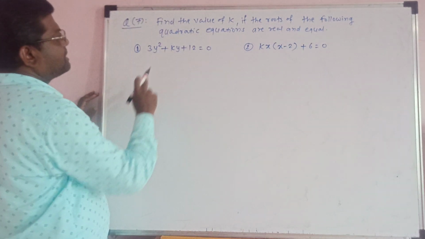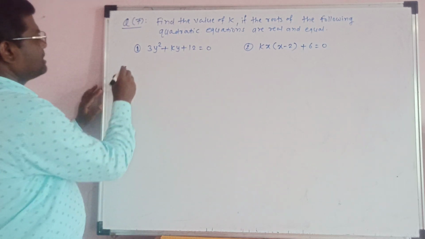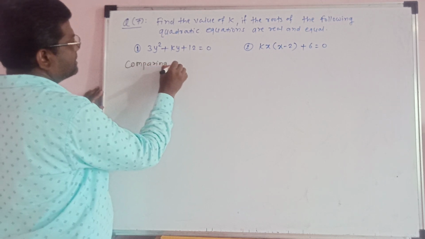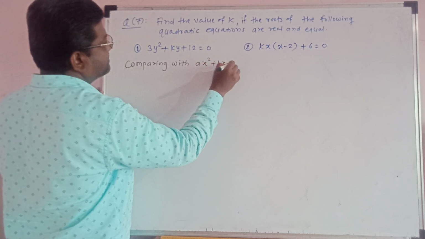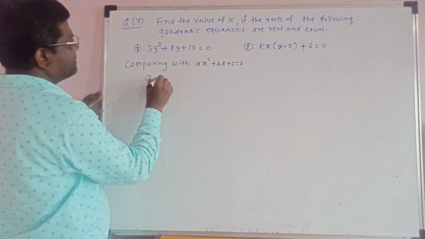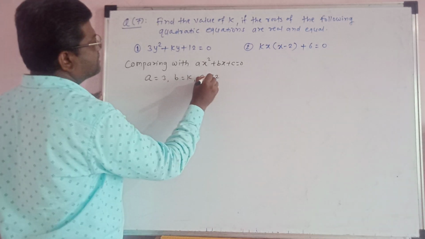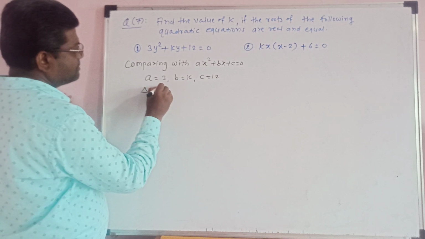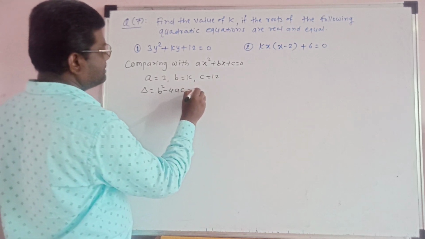Now given quadratic equation is 3y square plus ky plus 12 is equal to 0. Compare this equation with its standard form. Therefore we write comparing with ax square plus bx plus c is equal to 0. So we get a is equal to 3, b is equal to k, c is equal to 12. Now let us find the value of discriminant delta is equal to b square minus 4ac is equal to value of b is k.